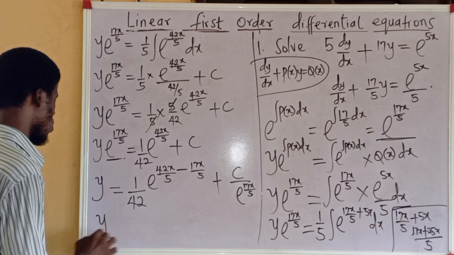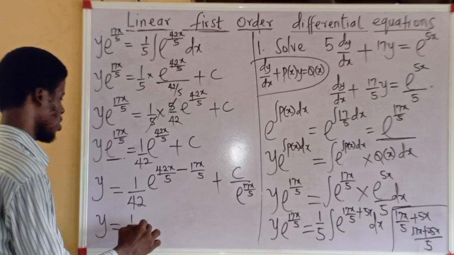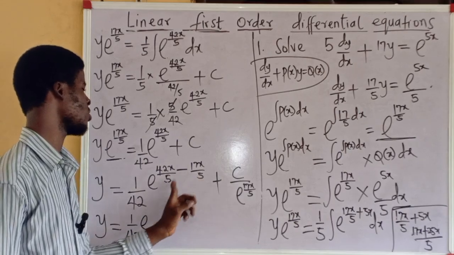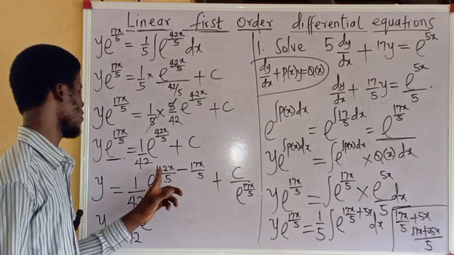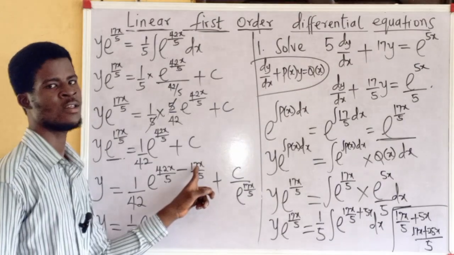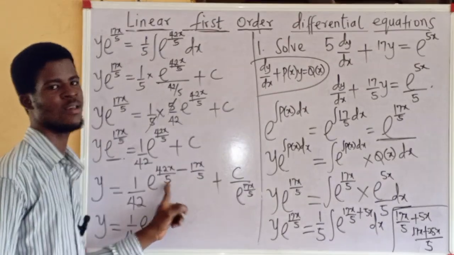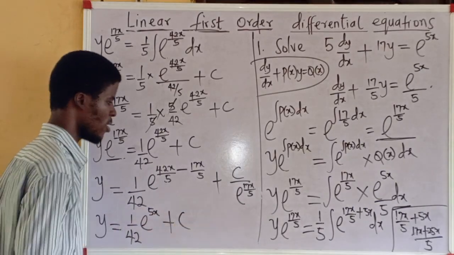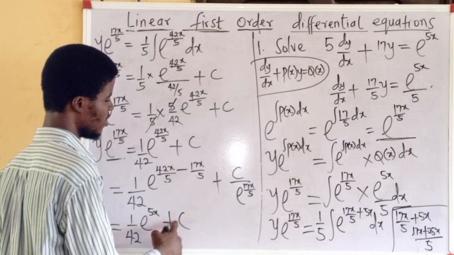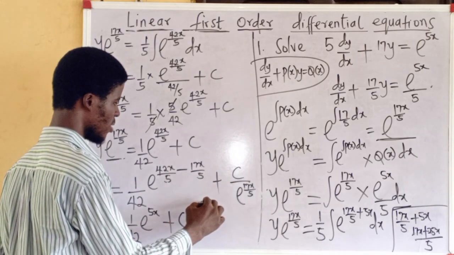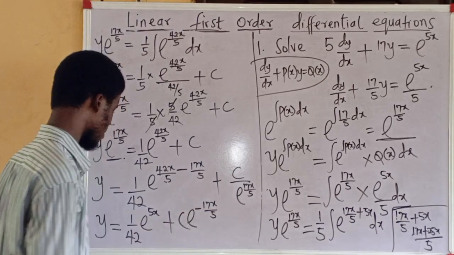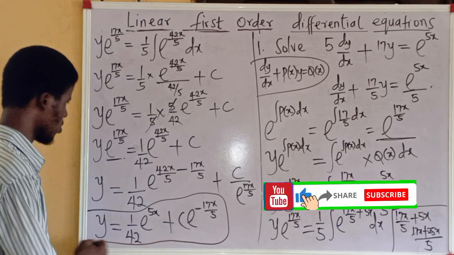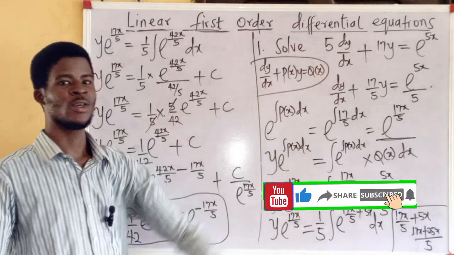All right, y is equal to 1 over 42 times e to the power of. If we simplify this, their denominators are the same. So it is this. 42x minus 17x is 25x. 25x divided by 5 is 5x. So we have e to the power of 5x here. Plus c. I want to write this as c times e to the power of minus 17x all over 5. Okay, so this is actually the general solution of this differential equation.